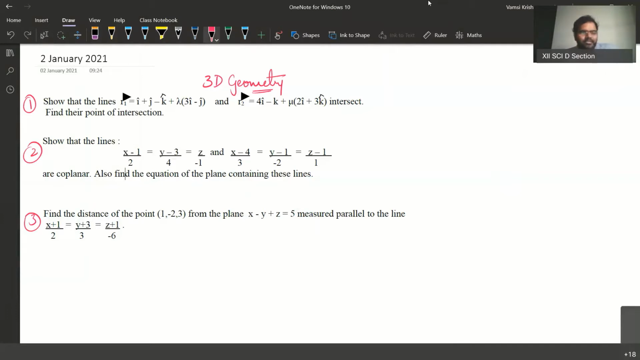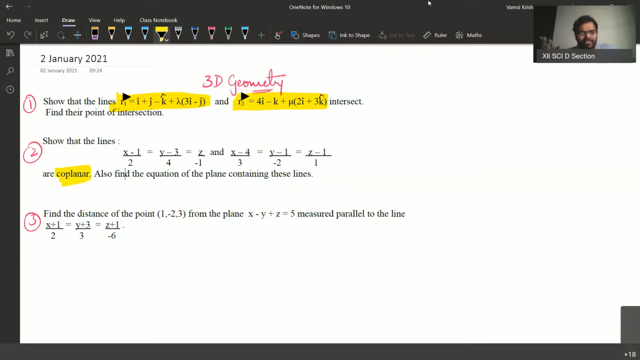So the questions are as follows. You're given two lines here. This is the first line, r1 is given to us and r2 is given to us. These are the two lines. You're asked to show that the two lines intersect, and find their point of intersection. That's the first question. Second question, you're asked to show that two lines are coplanar.